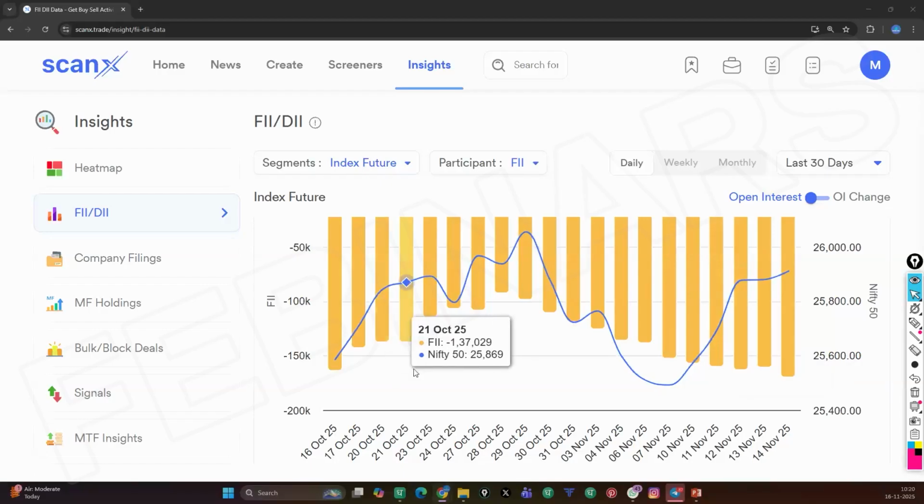So what is this FII, sir? Let us discuss yesterday's data and then we'll go in depth. Ladies and gentlemen, so they are shorted now. Very, very clear.